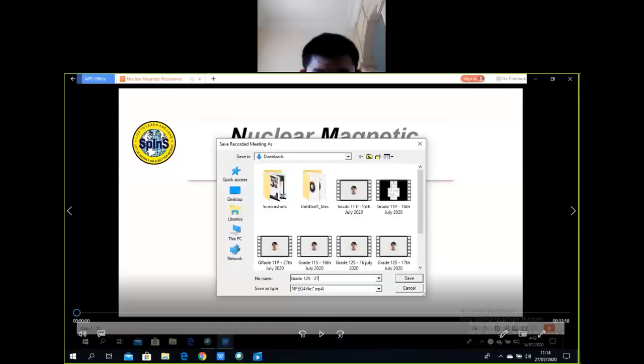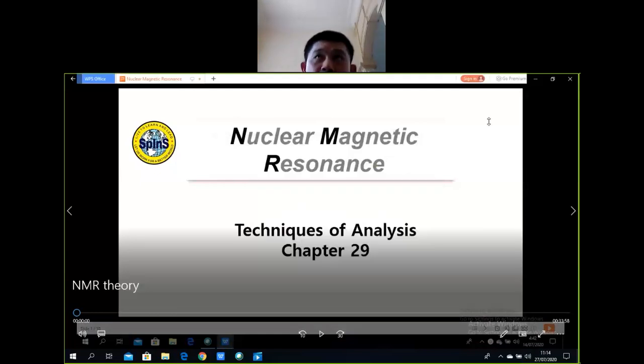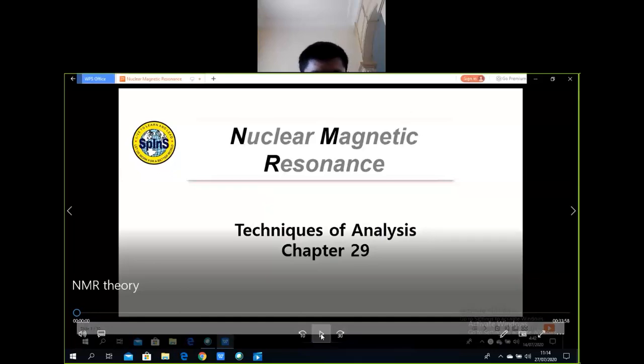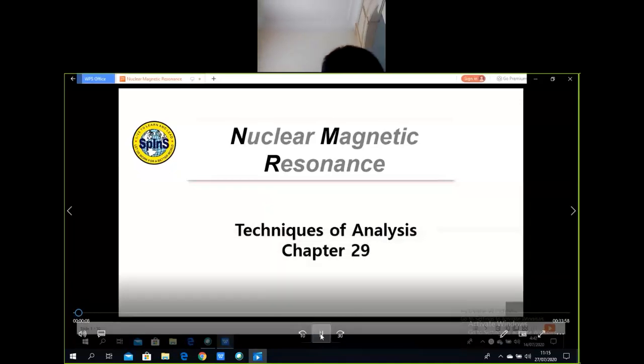So let me refresh again about the NMR, because there is some rotation of the hydrogen. Why use hydrogen? Why use carbon? This presentation is prepared for the theory of NMR. NMR stands for nuclear magnetic resonance. This is the last subtopic of the techniques of analysis chapter, chapter 29.